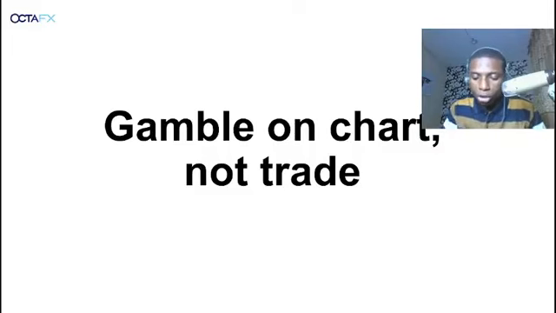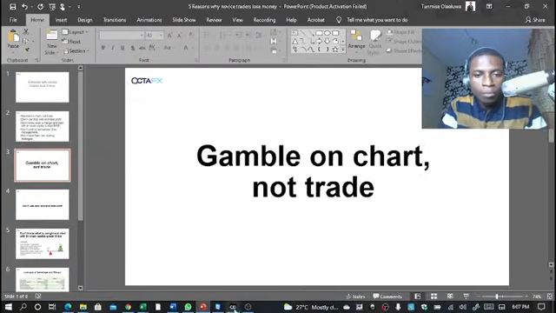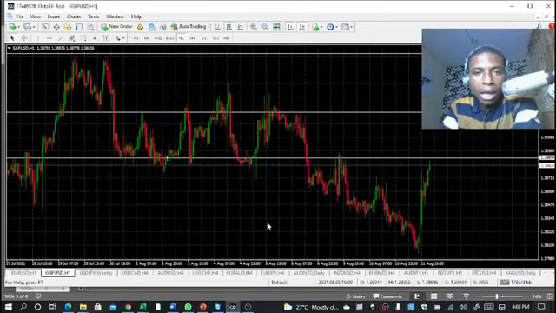So now we'll go straight to gamble on chart and not trade. Number one reason why novice traders lose money is the fact that they gamble on the chart. Now, many of us want to ask, how do you gamble on the chart? What does it mean to gamble on the chart? Let me take us straight to the chart. I'm sure many of us can see this chart now.